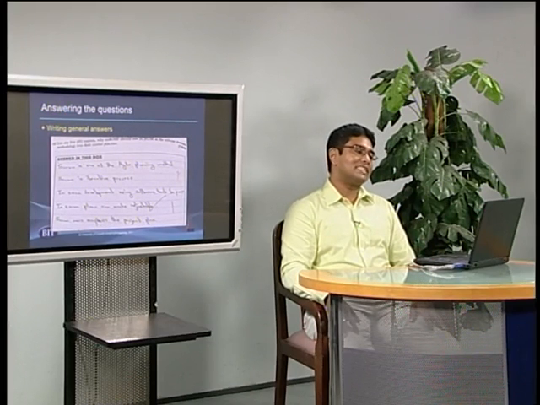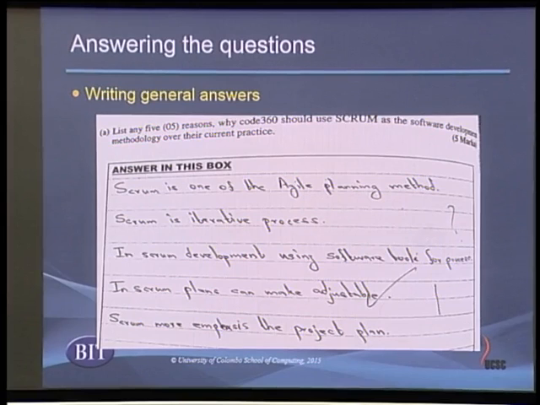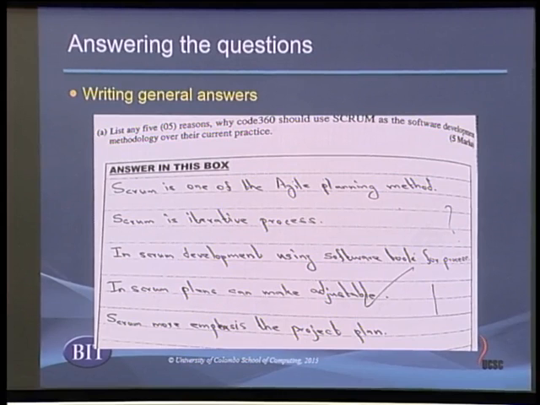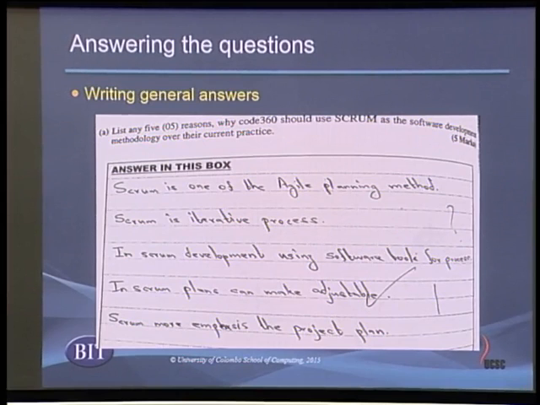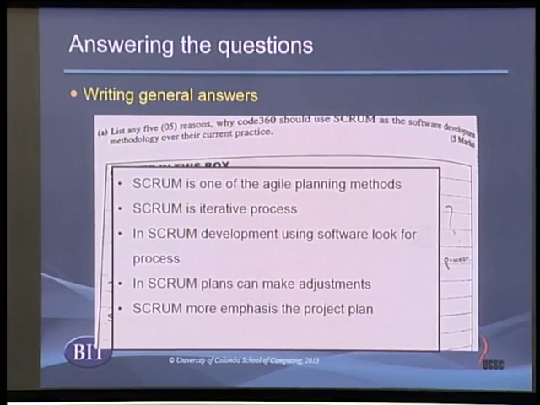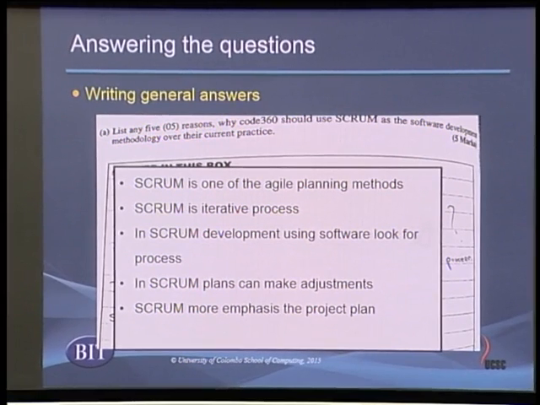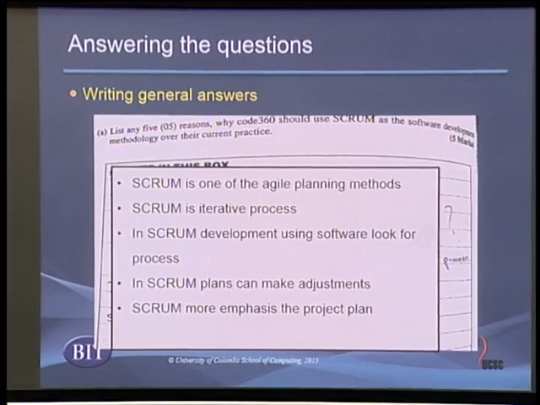Another mistake that the students are making is writing general answers. The question here is: list any 5 reasons why Code 360 should use Scrum as the software development methodology over their current practice. And I have again typed the answer. The answer says Scrum is one of the agile planning methods. Scrum is iterative process. Scrum is development using software look for process.